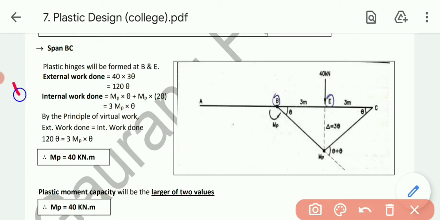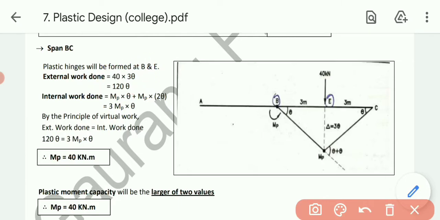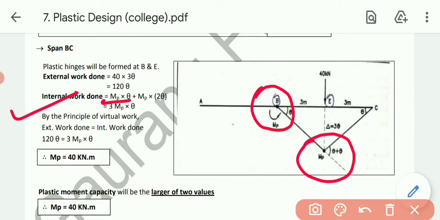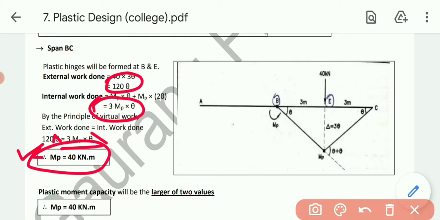Now talking about external work, load into deflection. Load is 40, deflection is 3 theta, so I got the answer, that is 120 into theta. That is external work done. Talking about internal work done, first of all this MP into theta will be calculated. Then this MP into theta plus theta, that means twice theta, will be calculated. Over here no moment is there, so no moment is considered. Ultimately simplifying this, I will get 3 MP into theta. So 3 MP into theta equals 120 theta. Let's equate these two terms. Theta will be cancelled, so MP equals 120 by 3, that means 40 kilonewton into meter.